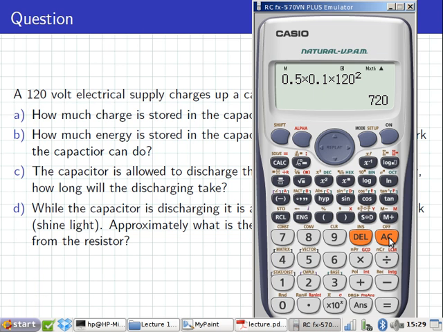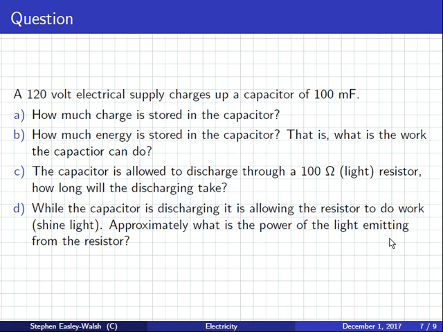Now, the next one is interesting. The capacitor is allowed to discharge through a 100 ohm resistor, which is actually a light. How long will the discharging take? 5 RC. Yeah, it would take 5 time constants. Remember we said this is the discharge time, 5 time constants, 5 tau.